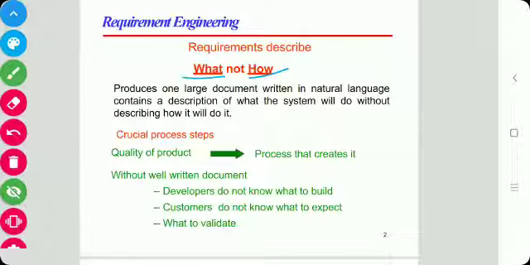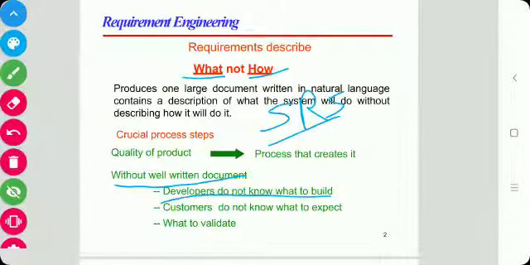Requirement engineering produces one large document which is written in natural language, and that is called the SRS. This SRS is written in natural language so that it can be understood by all the people involved in the software engineering process. Without a well written document, developers do not know what to build, customers do not know what to expect and what to validate. So it is necessary to document the requirements.